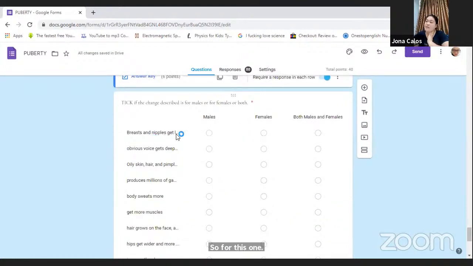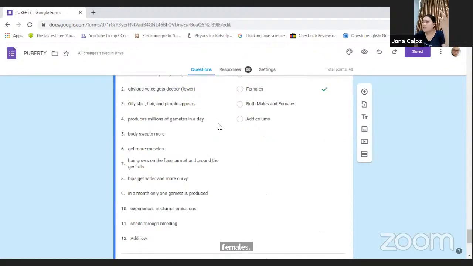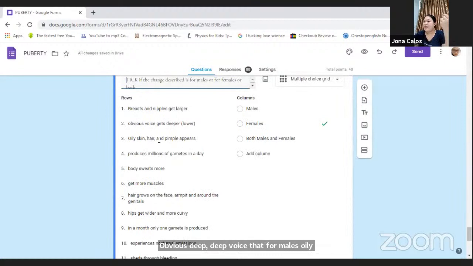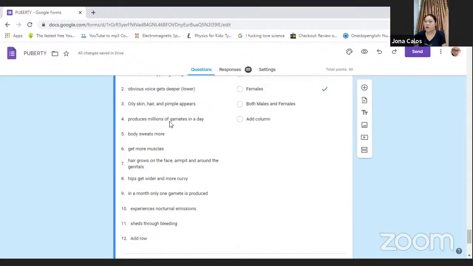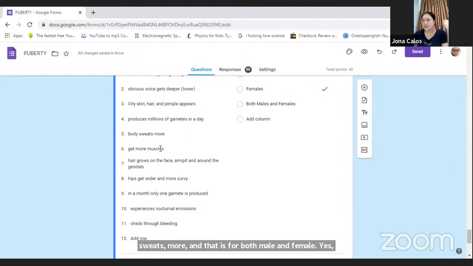Okay, breast and nipples get bigger. Of course, that's for females. Obvious, deep voice, that's for males. Oily skin, hair and pimples appear for both males and females. Produces millions of gametes. So I did not mention a sperm or egg. Of course, you will know if it's a male or female already. So millions. So that's already males. And body sweats more. And that is for both male and female. Gets more muscle. They are muscular. So that's for males. Hair grows on face, armpits, and genitals.